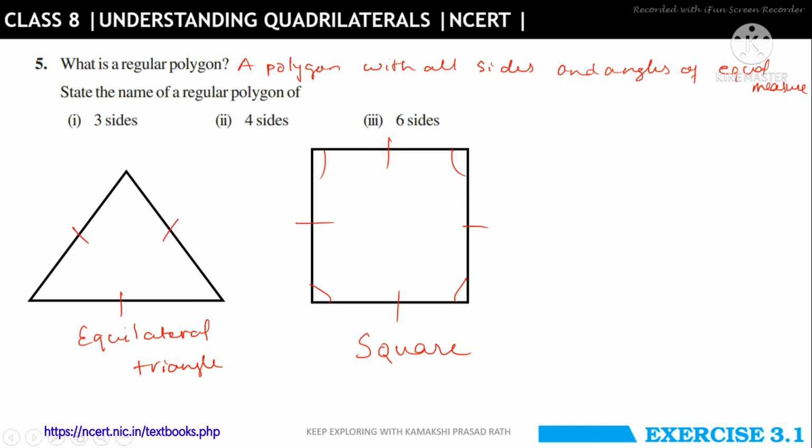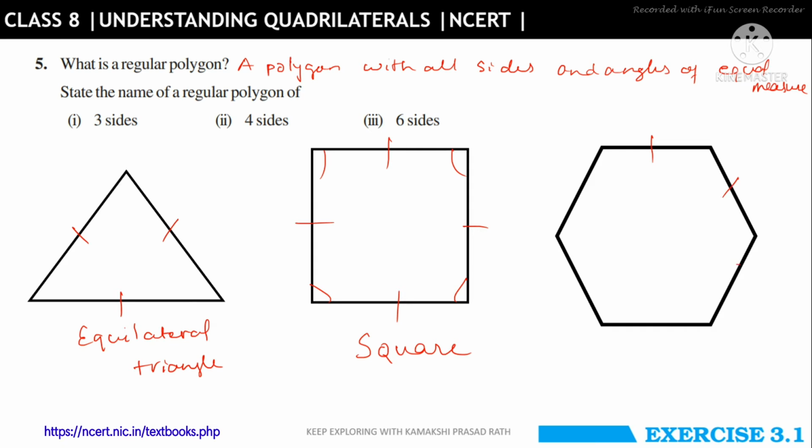And the last is 6 sides. 6 sides means hexagon. All the sides are equal, hence there is no special name. We can call it a regular hexagon. So we have got the three names for three sides. Triangle, that is an equilateral, because it's a regular one. All the sides and angles are equal in an equilateral triangle. Same thing for square, and same thing for this regular hexagon.